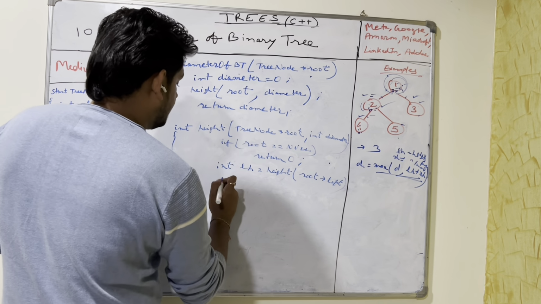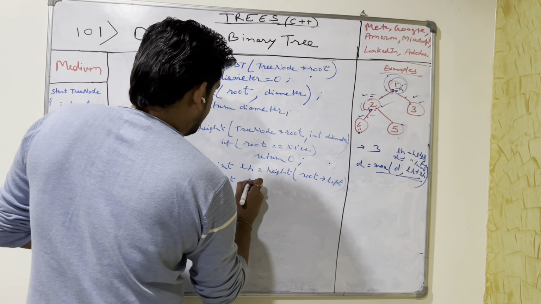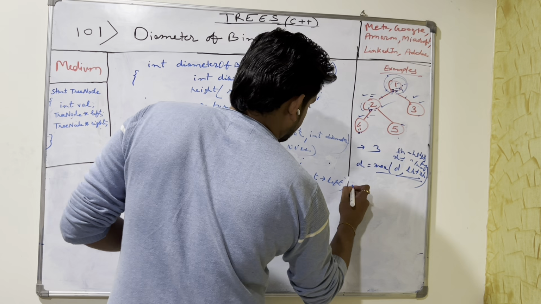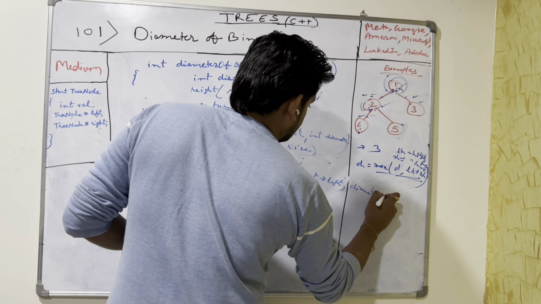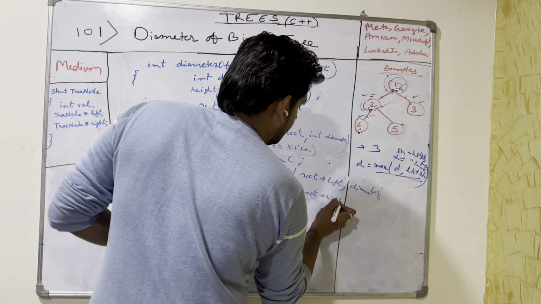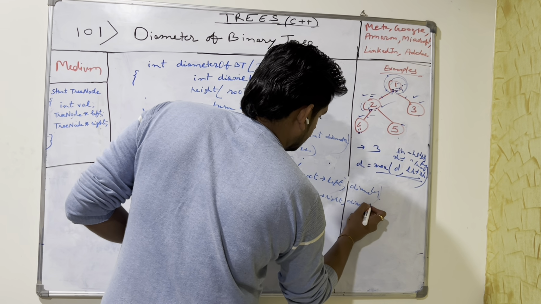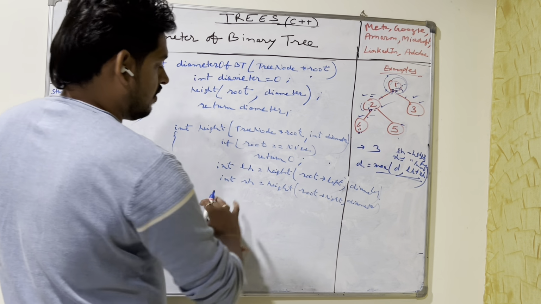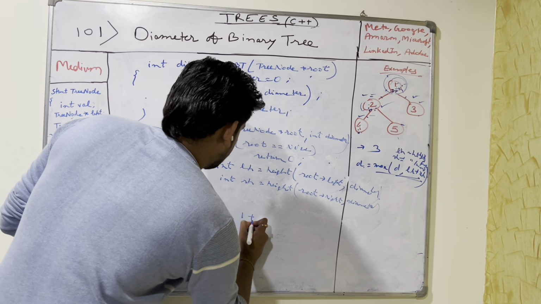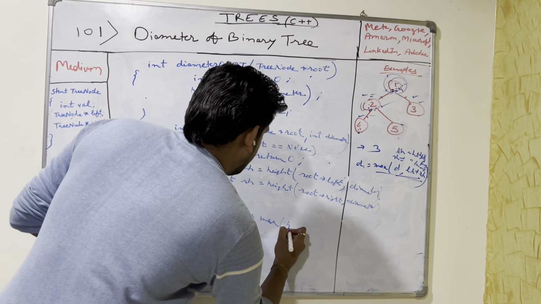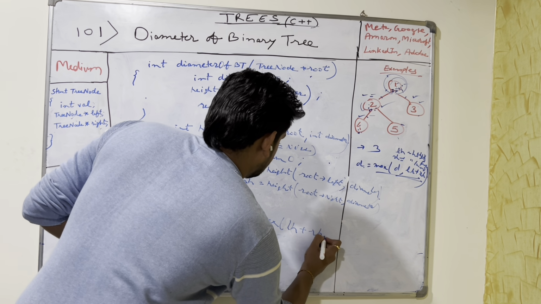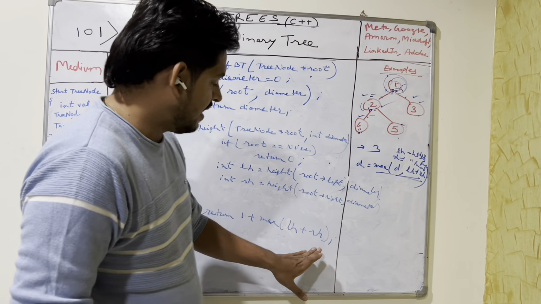Fine. What would be the right height? Int right height is equal to height of, okay, we pass the diameter also, root right, diameter. Now what do we do to find the height? We just return 1 plus max of LH and RH. This returns the height of the binary tree.